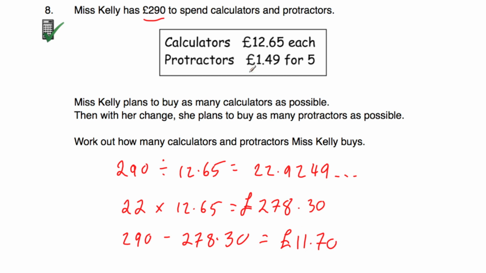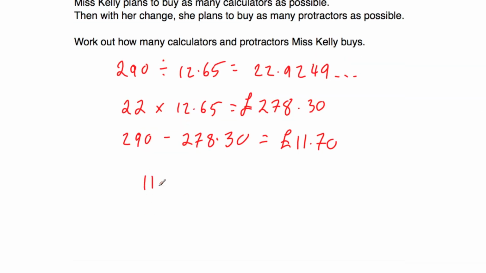Now she buys as many protractors as possible. And for 5, it costs £1.49. So if we see how many lots of £1.49 go into £11.70, that would tell us how many lots of the 5 protractors she could get. So let's take the £11.70 and divide it by £1.49 and see what we get. £11.70 divided by £1.49 is equal to 7.8523 and so on. So that means she can buy 7 packs of the 5 protractors and she hasn't got enough money for the 8th pack.